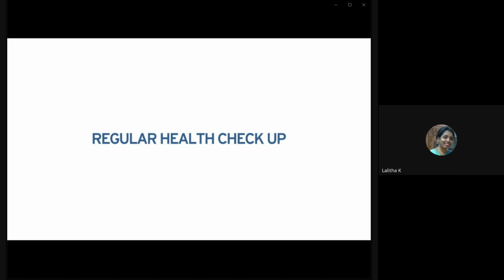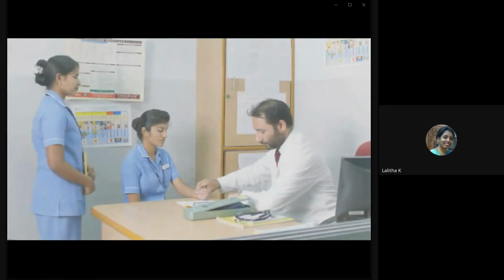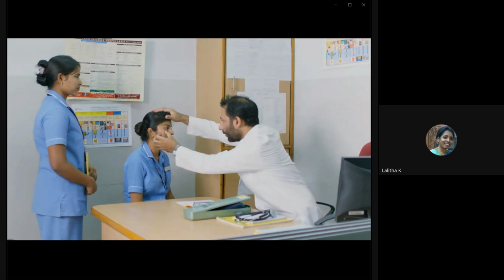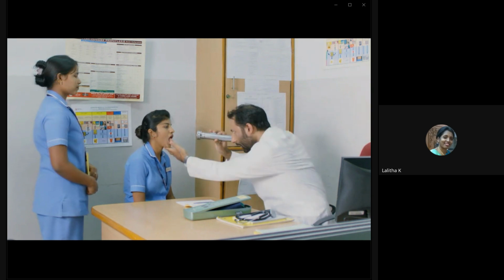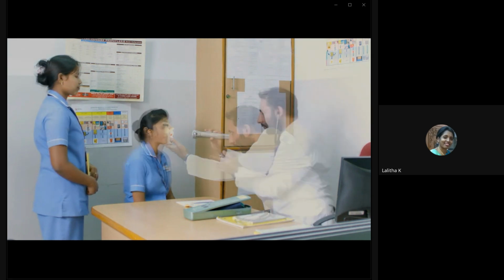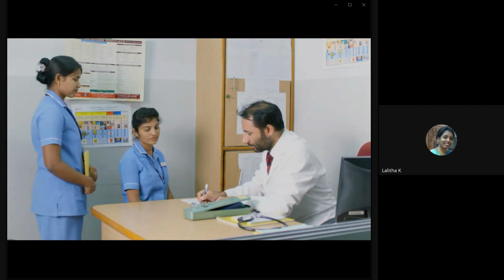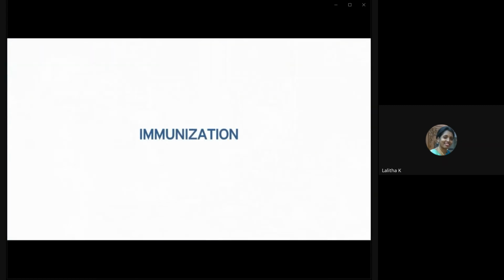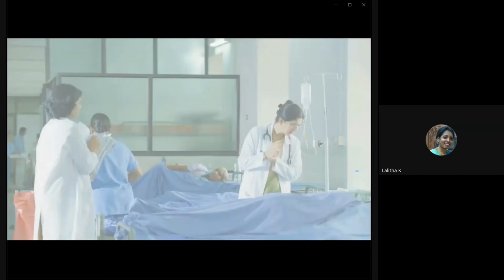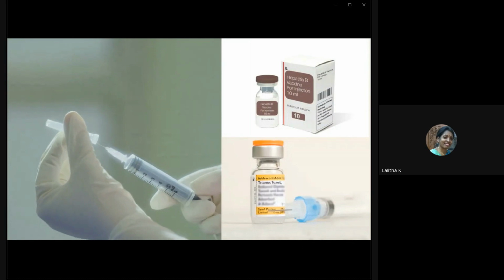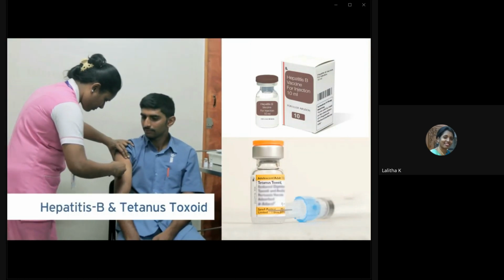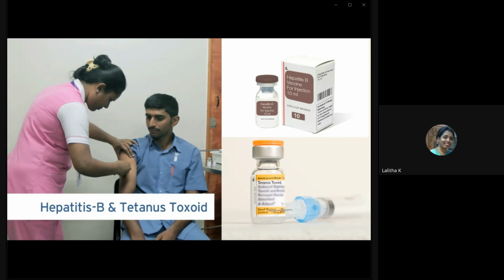Regular health checkups. According to Biomedical Waste Management Rules 2016, all healthcare personnel, including waste handlers, must be provided a medical checkup at the time of induction and thereafter once a year. Immunization. All healthcare personnel should be immunized with hepatitis B vaccine and tetanus toxoid.